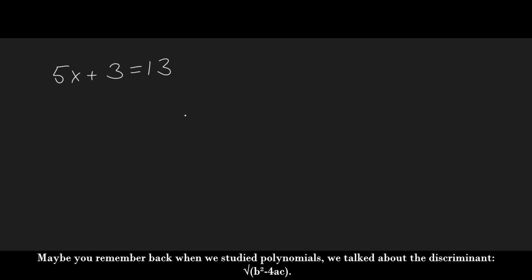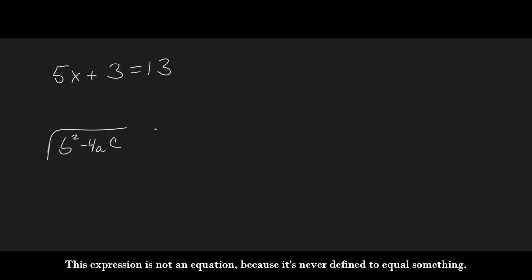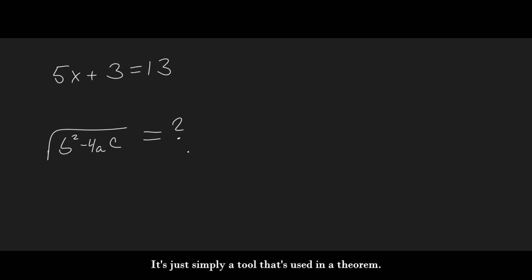Maybe you remember back when we studied polynomials, we talked about the discriminant, the square root of b squared minus 4ac. This told us whether a degree 2 polynomial has a special factor or not. This expression is not an equation because it's never defined to equal anything. It's simply a tool that's used in the theorem.